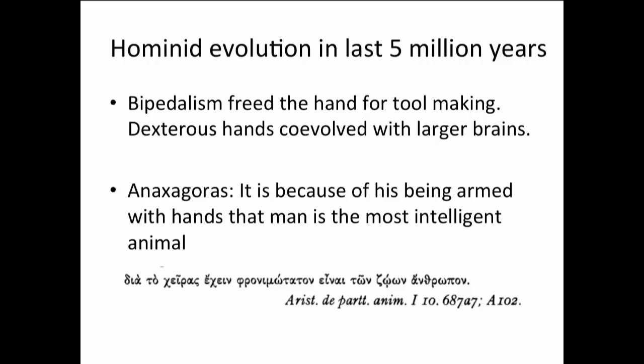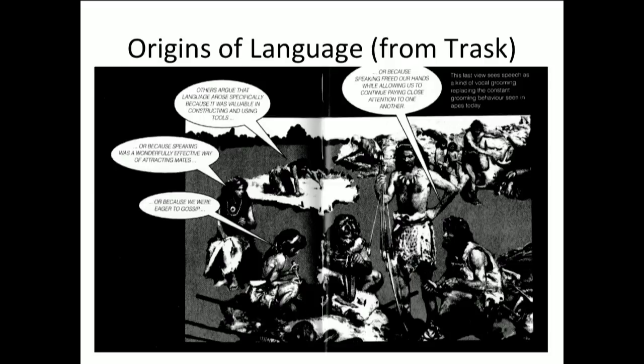It's like the brain size, which you can find in fossil skulls and so forth, that went up by a factor of 2 during this process. And there's this great quote from this Greek philosopher: it's because of his being armed with hands that man is the most intelligent animal. So, okay, now we are down to say 100,000 years ago, somewhere there, because we don't have a fossil record for language. We have the development of language, which is unique to humans. No apes have language. Now, why did language develop?